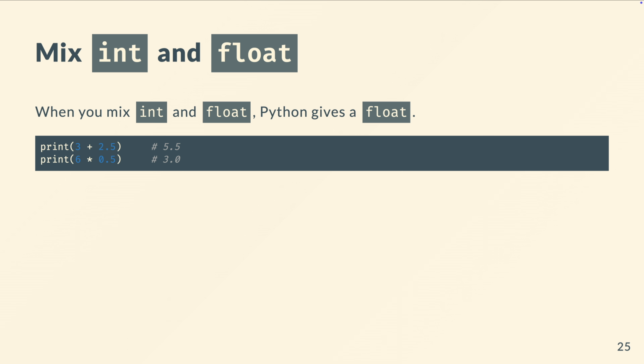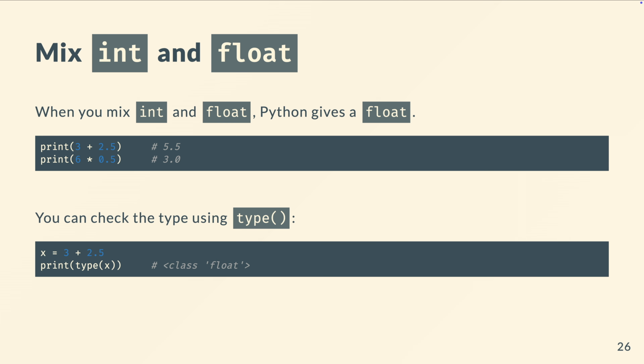Now let's mix integers and floats. When Python mixes an int and a float in one calculation, the result becomes a float. 3 plus 2.5 becomes 5.5. 6 times 0.5 becomes 3.0.